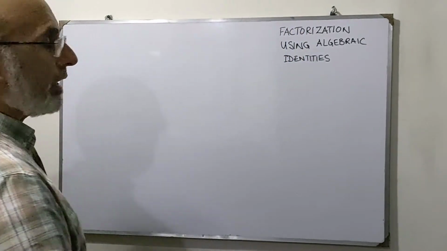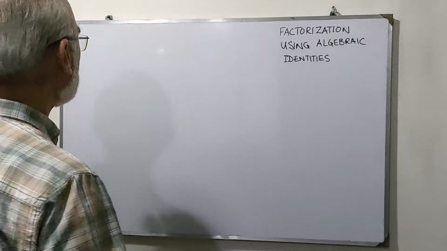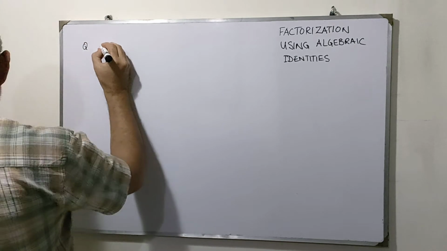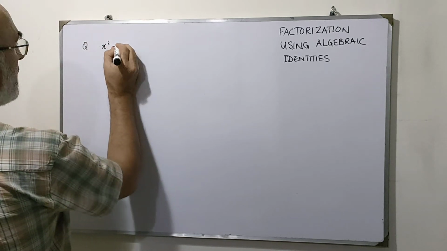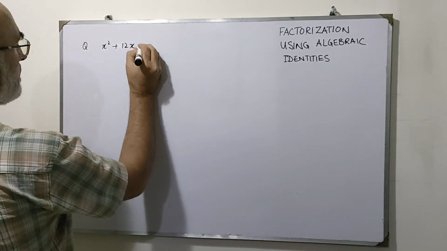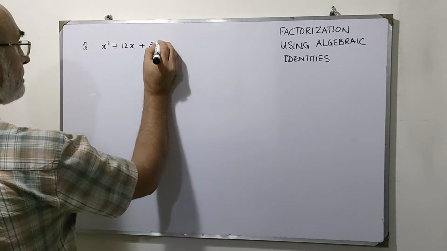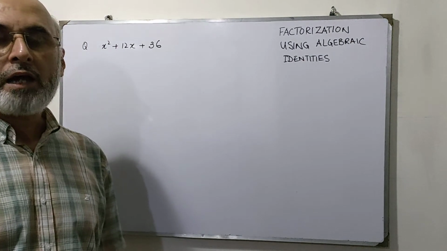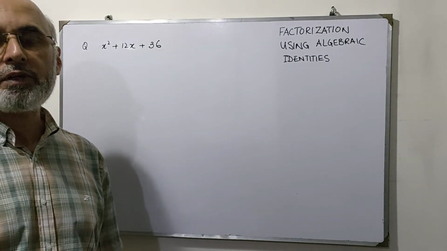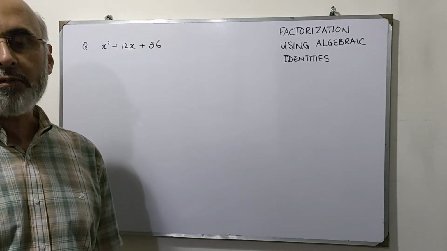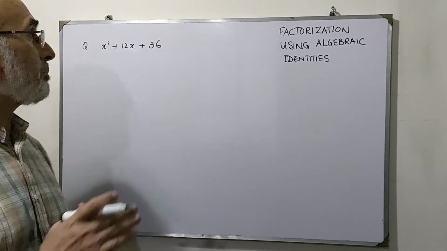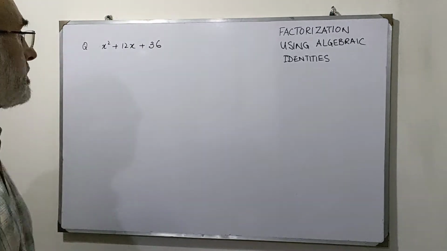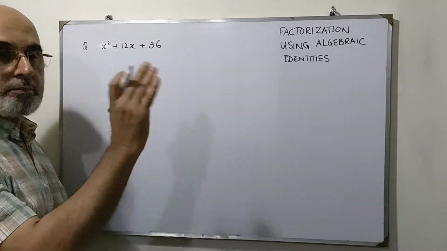So I have taken a few questions from the book. The first one, x square plus 12x plus 36. Okay, we have this expression and we have factorized it by the midterm breaking method. So today let's factorize this by applying algebraic identity.